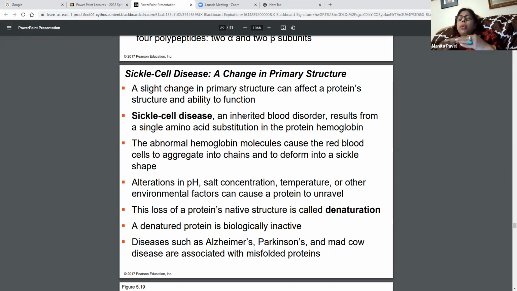Now, what happens to a protein? When can a protein unravel? Unravel means unfold. A protein can unravel when there are alterations in pH, salt concentration, temperature, or even enzyme inhibition. You'll have the same type of question in your lab when we do enzyme activity. So don't forget that. And this loss of a protein's native structure is called denaturation. So you must understand what is denaturation.